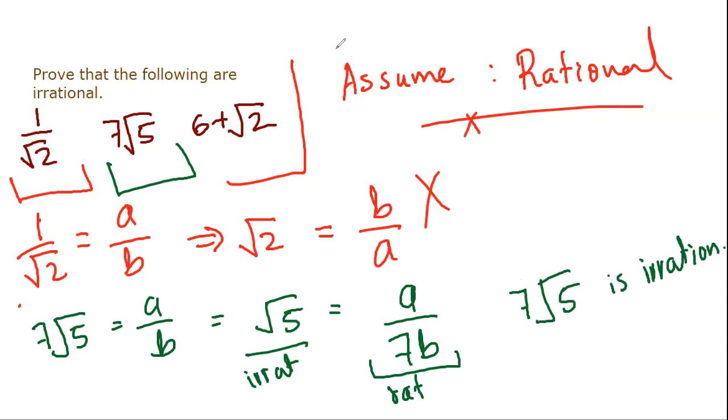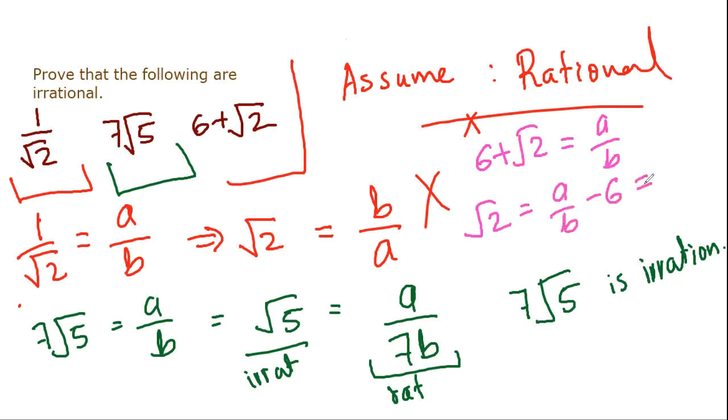Next, 6 plus root 2 we can also do in a similar manner. 6 plus root 2 can be expressed as A divided by B. Then root 2 can be expressed as A divided by B minus 6. We will then get A minus 6B divided by B. Then this is a rational value, but root 2 is an irrational value, that is a fact. So we cannot equate them. There is a contradiction. That happened because of our wrong assumption.